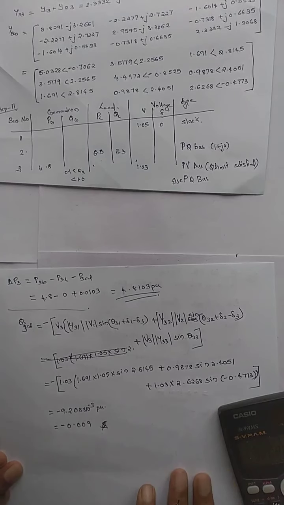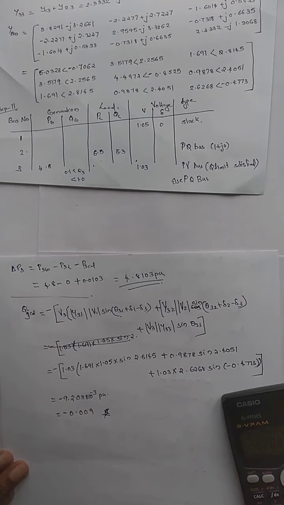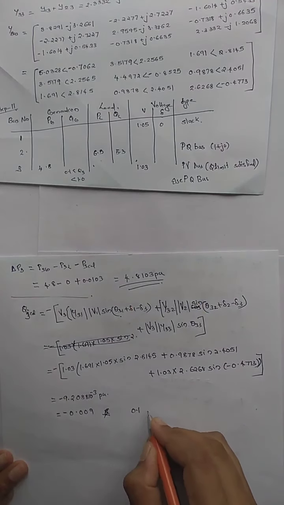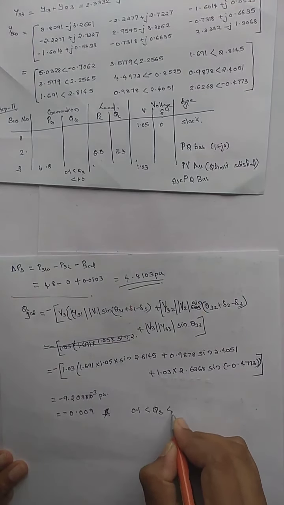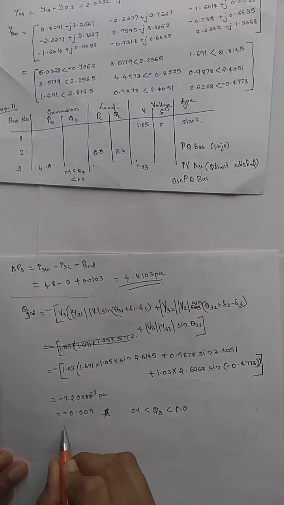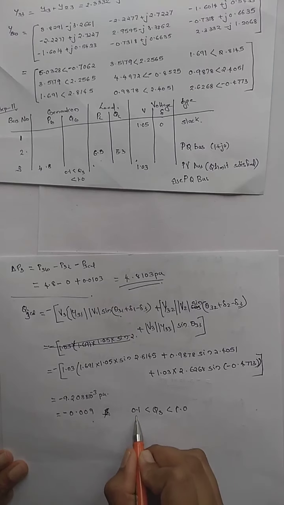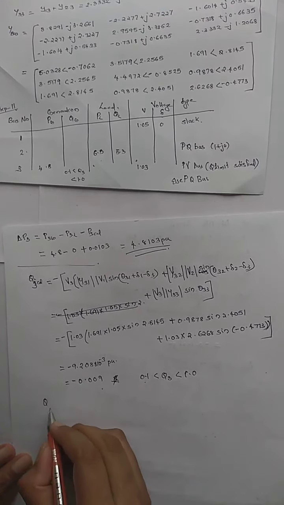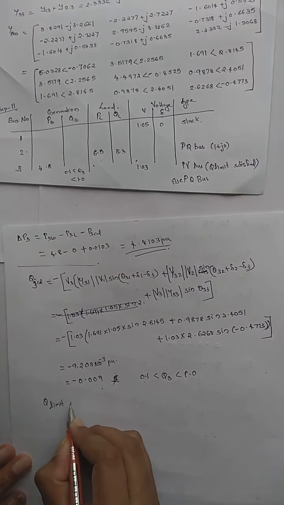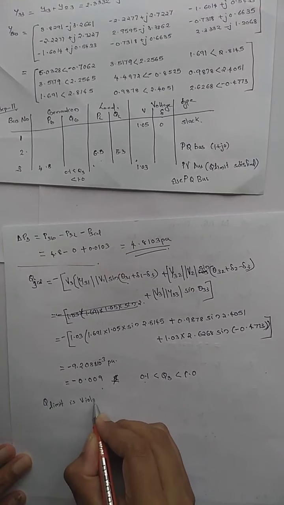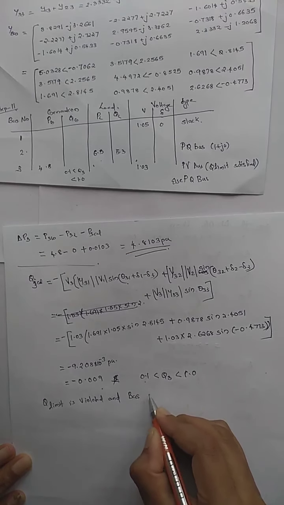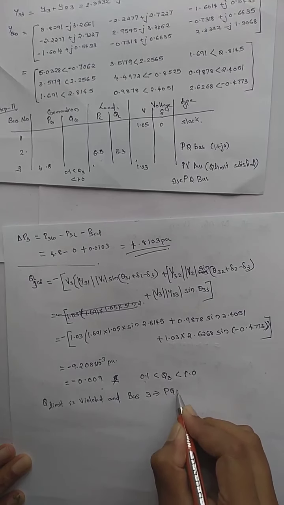What was our limit given? The limit given was 0.1 less than Q3 less than 1. Okay, but this value is much lesser than this 0.1, so the Q limit is violated. Okay, so our Q limit is violated and our bus 3 is converted to a PQ bus now.